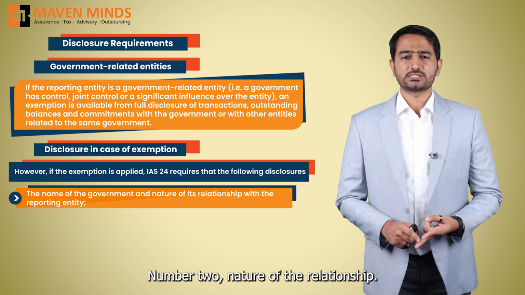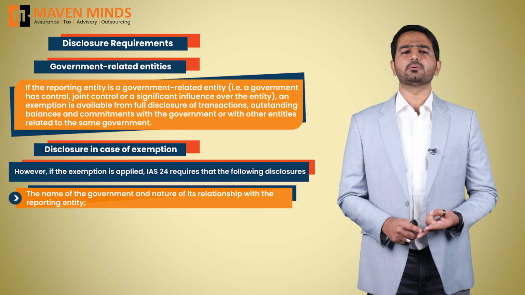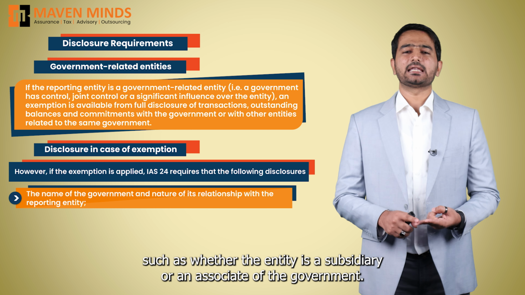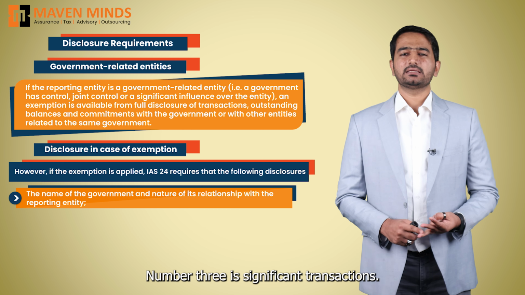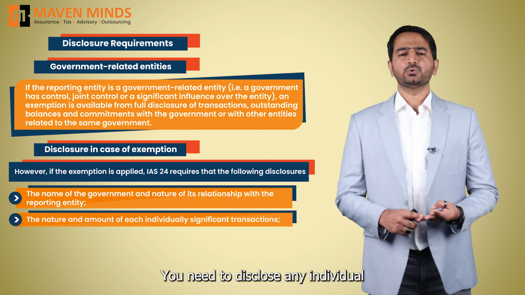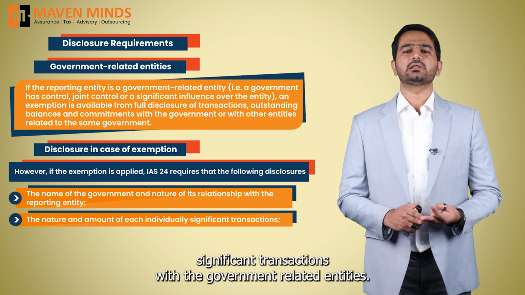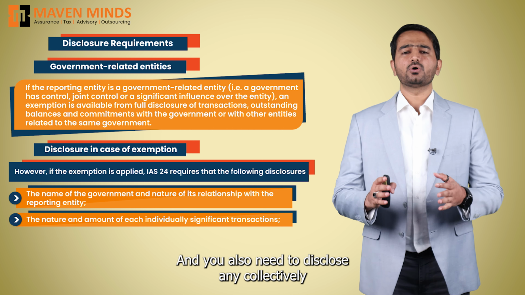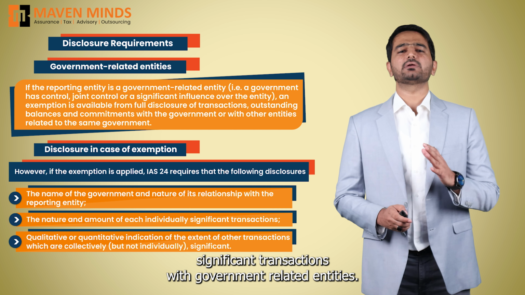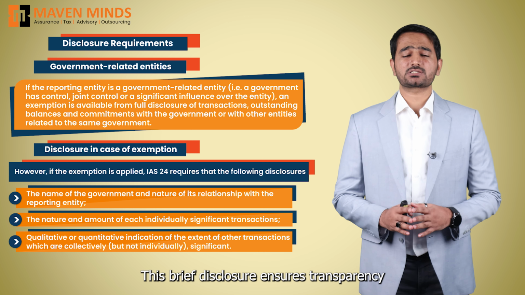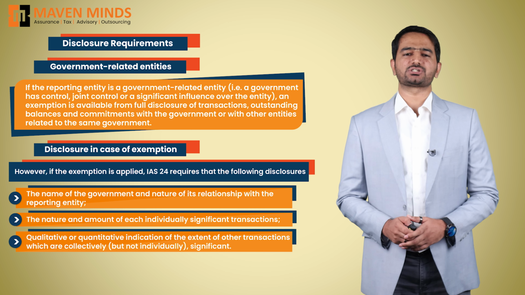Number 2, nature of the relationship. You have to describe the nature of the relationship with the government, such as whether the entity is a subsidiary or an associate of the government. Number 3 is significant transactions. You need to disclose any individually significant transactions with the government-related entities. And you also need to disclose any collectively significant transactions with government-related entities. This brief disclosure ensures transparency without compromising sensitive information.